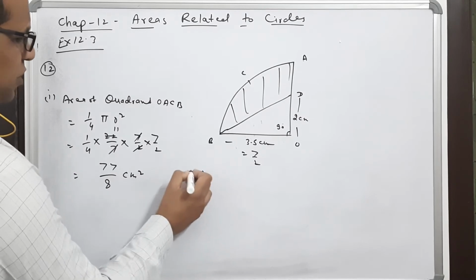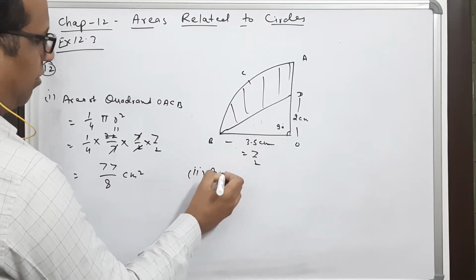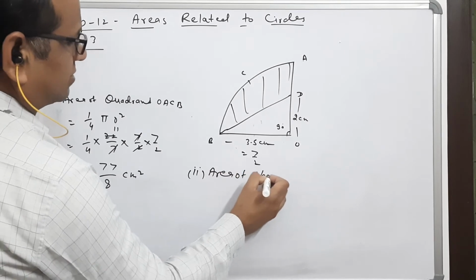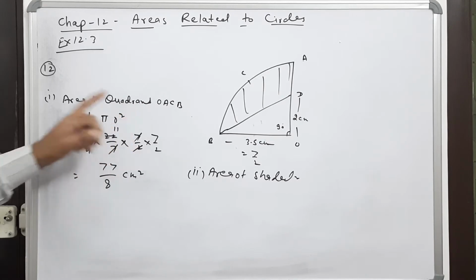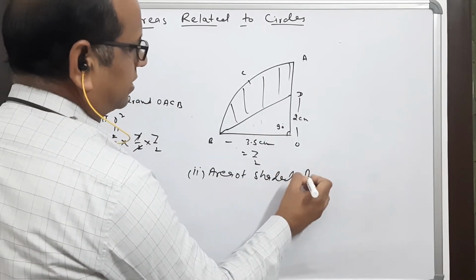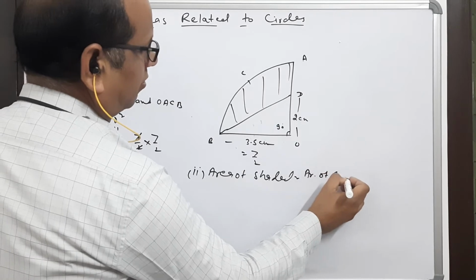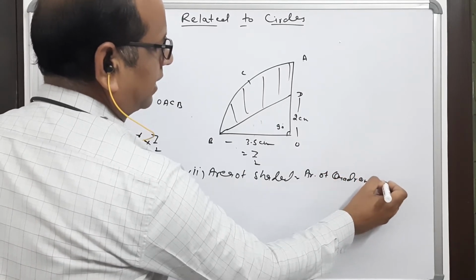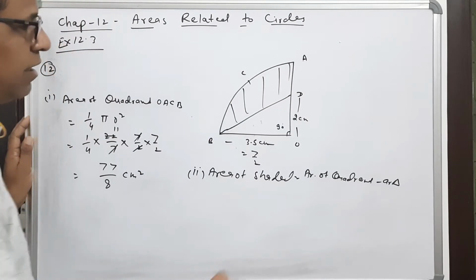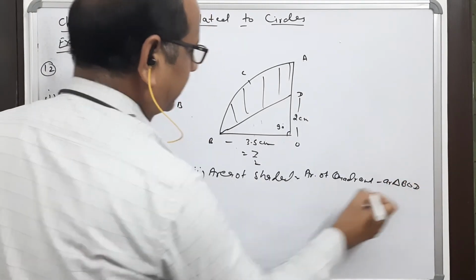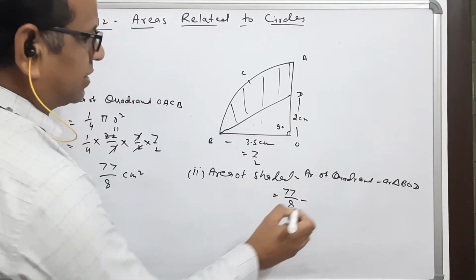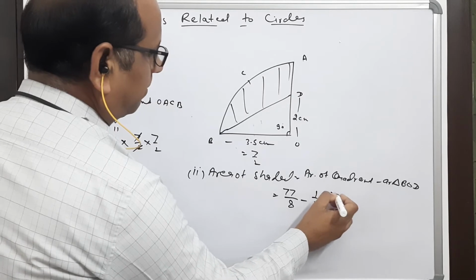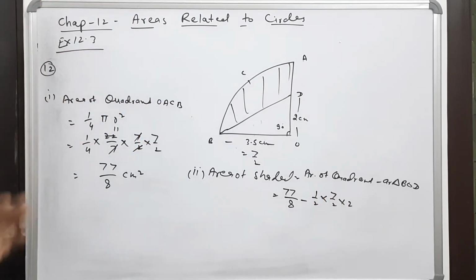The second part is, dear students, area of shaded region. See now, the shaded region is what? Area of quadrant. What will be the shaded region now? Area of quadrant minus area of triangle. Which triangle? BOD triangle. So it is 77 upon 8 minus half base into height. Please see this part now. It is half base into height.